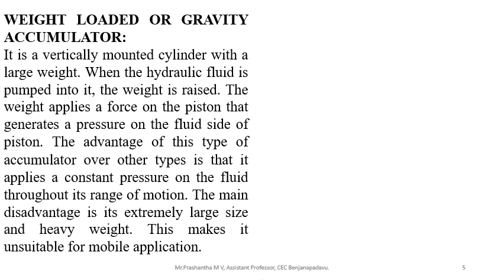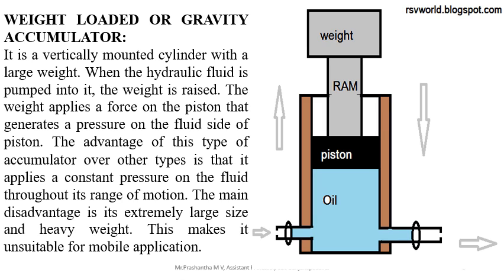First one, the weight loaded or gravity accumulator. It is a vertical cylinder, mounted in the vertical position with a large weight. You can see the diagram. Here the hydraulic fluid is pumped into it through the inlet valve. Here is the inlet and here is the outlet. The inlet is from the pump and the outlet goes towards the actuator.